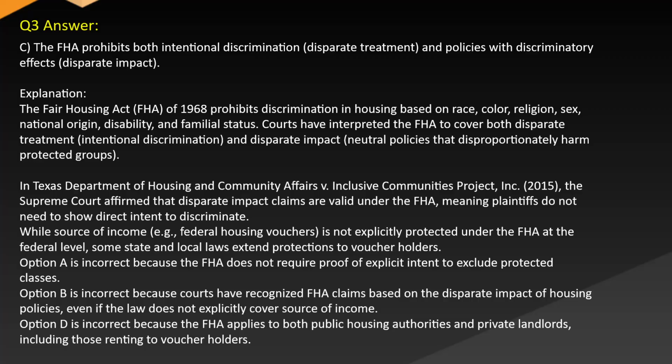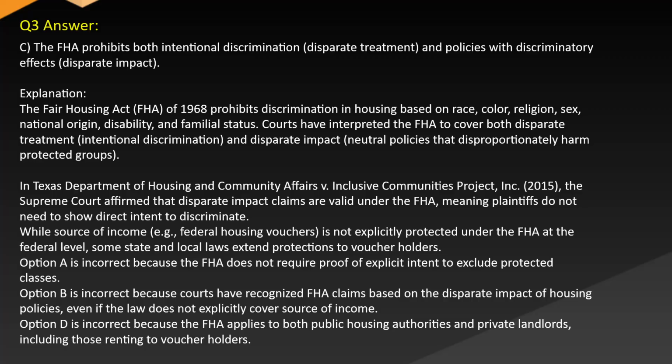Explanation: the Fair Housing Act (FHA) of 1968 prohibits discrimination in housing based on race, color, religion, sex, national origin, disability, and familial status. Courts have interpreted the FHA to cover both disparate treatment, intentional discrimination, and neutral policies that disproportionately harm protected groups. In Texas Department of Housing and Community Affairs v. Inclusive Communities Project, Inc., 2015, the Supreme Court affirmed that disparate impact claims are valid under the FHA, meaning plaintiffs do not need to show direct intent to discriminate, while source of income, e.g. federal housing vouchers, is not explicitly protected under the FHA at the federal level. Some state and local laws extend protections to voucher holders.